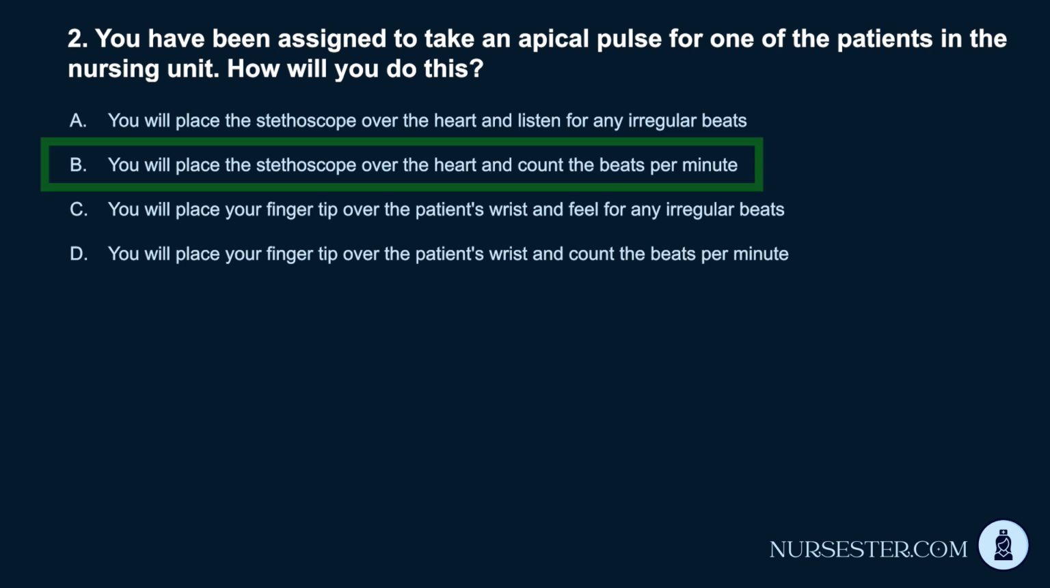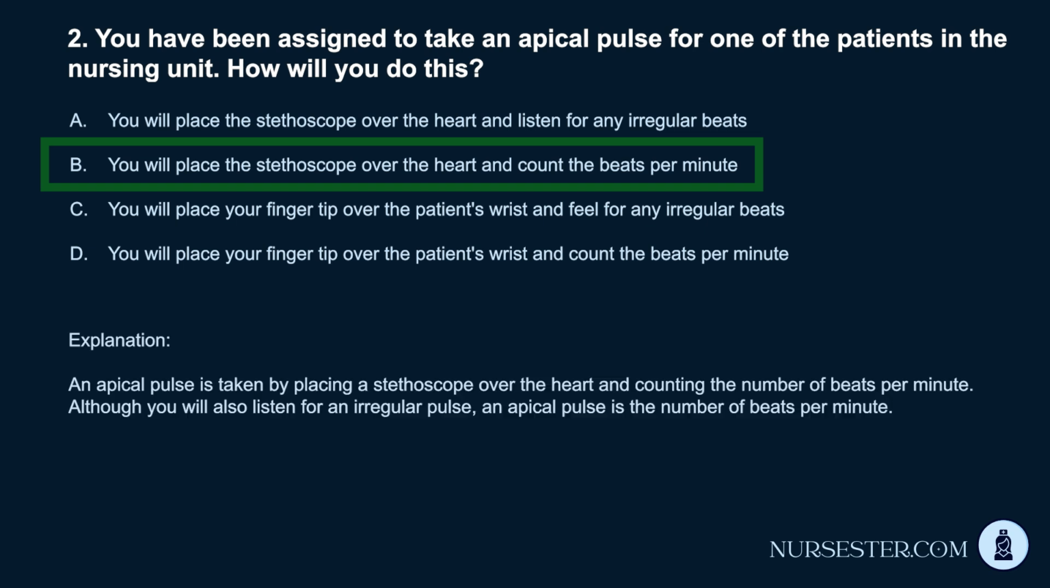Correct answer: B. You will place the stethoscope over the heart and count the beats per minute. An apical pulse is taken by placing a stethoscope over the heart and counting the number of beats per minute. Although you will also listen for an irregular pulse, an apical pulse is the number of beats per minute.